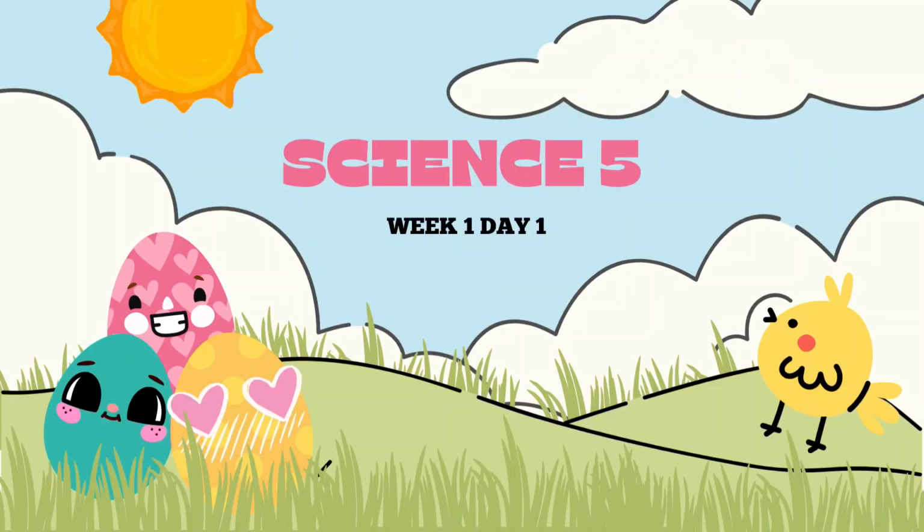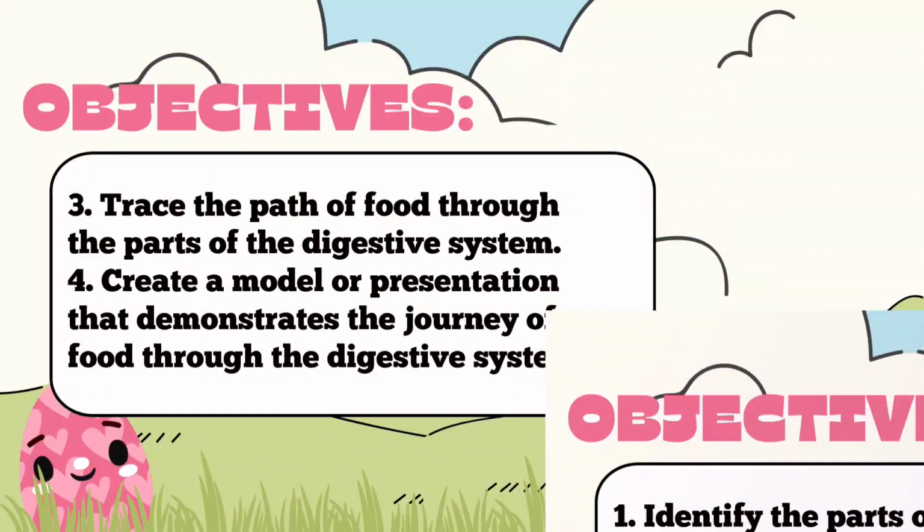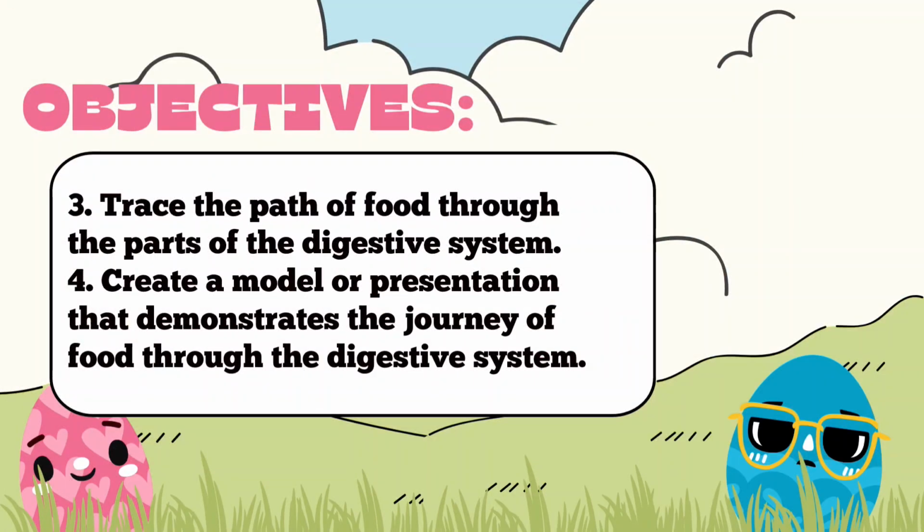Science, Grade 5, Quarter 2, Week 1, Day 1. Objectives. Number 1, identify the parts of the digestive system in pictures and label the diagram. Number 2, describe the functions of each part of the digestive system. Number 3, trace the path of food through the parts of the digestive system. And number 4, create a model or presentation that demonstrates the journey of food through the digestive system.